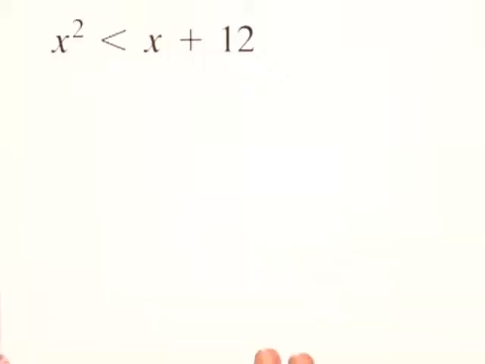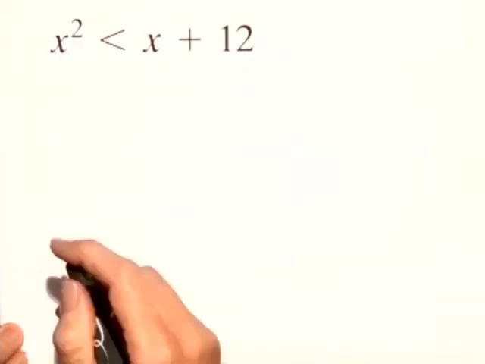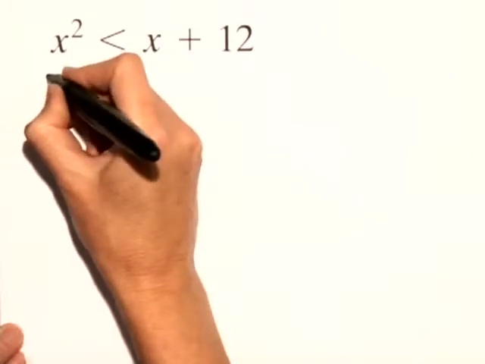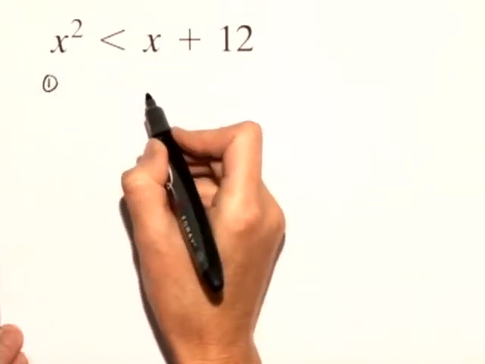We have a quadratic inequality to solve. When we solve it, we'll write our solution set in interval notation and we'll graph it on a number line. We have x squared is less than x plus 12. Well, the first step in solving a quadratic inequality is to set one side equal to 0.